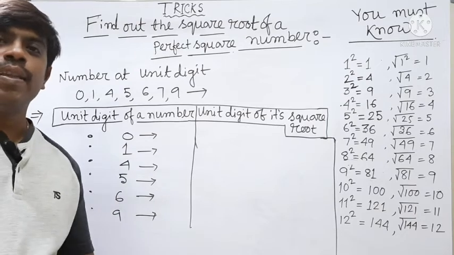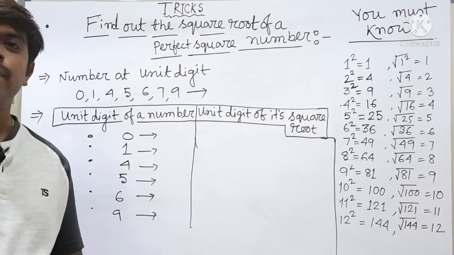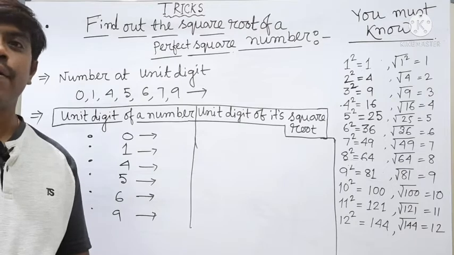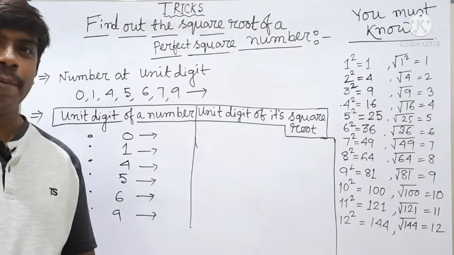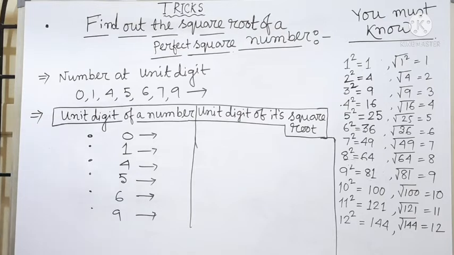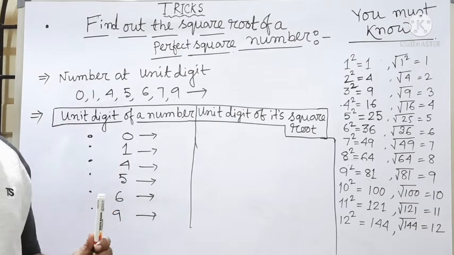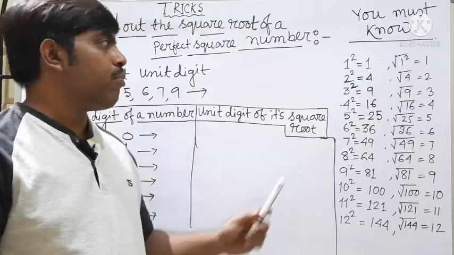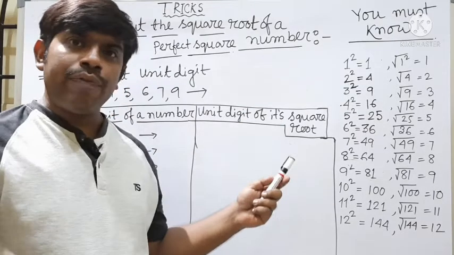So in this session we will learn how to find out the square root of a perfect square within 10 seconds. So let's try. For that, at first you have to know the squares of the numbers from 1 to 12. I think you know it very well.